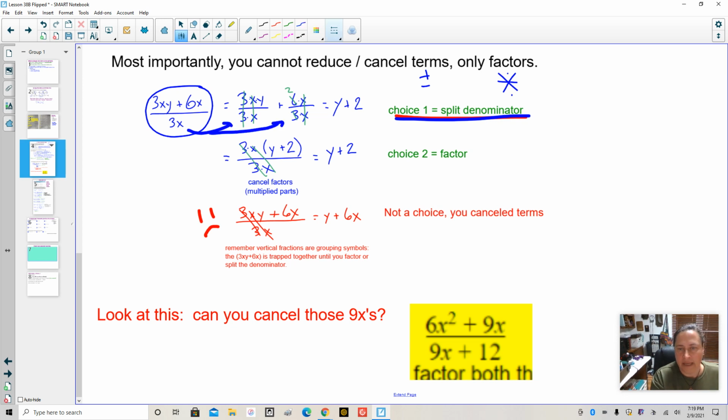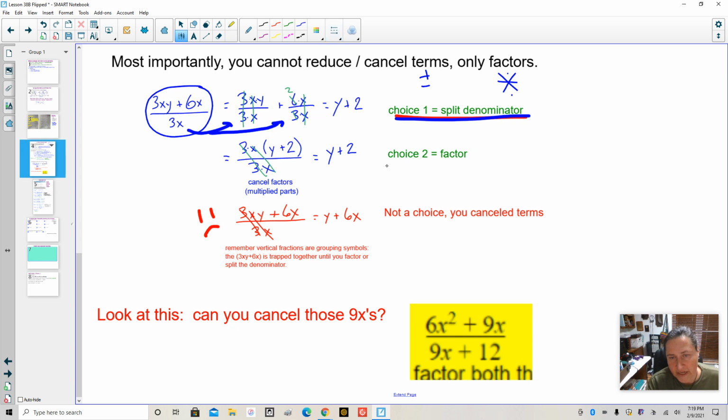Then I can reduce 3 times x times y over 3 times x. Those are all factors, so I can reduce those. 6 times x divided by 3 times x, I can reduce that 6 over 3 to a 2, and the x's cancel each other out.